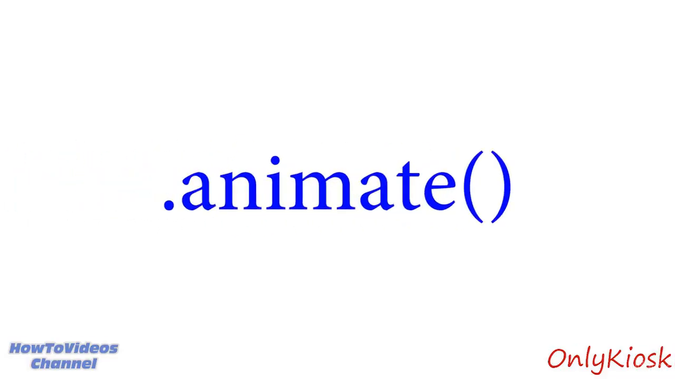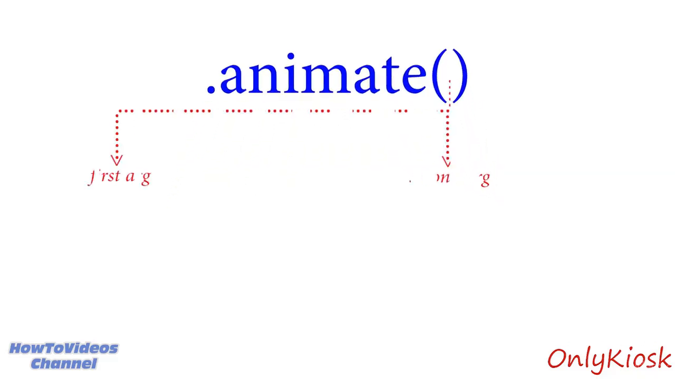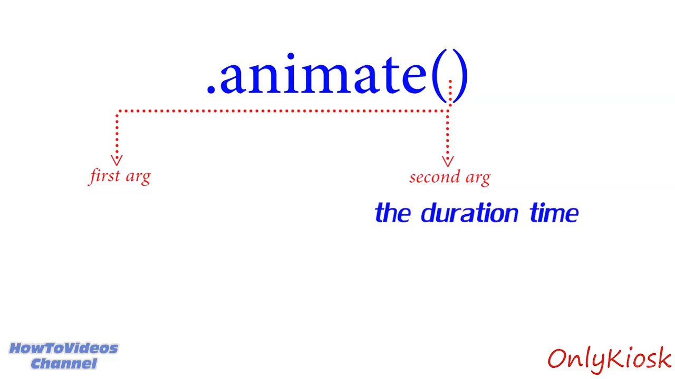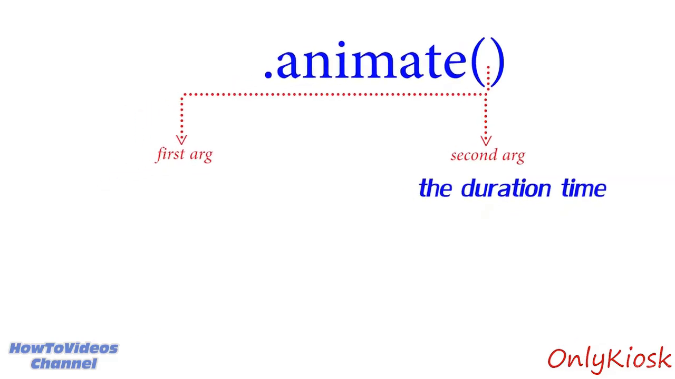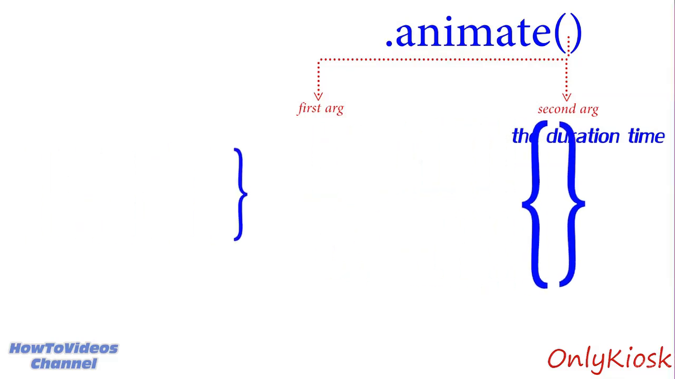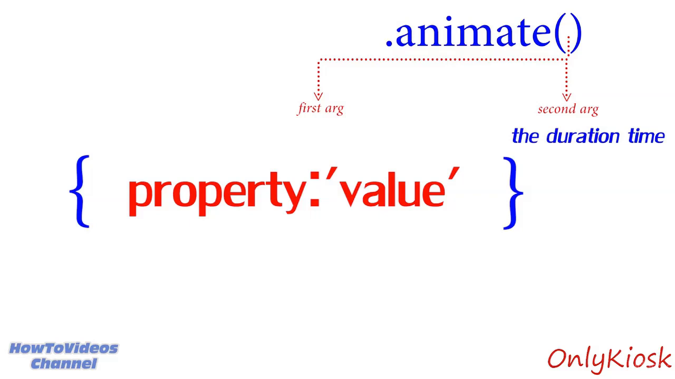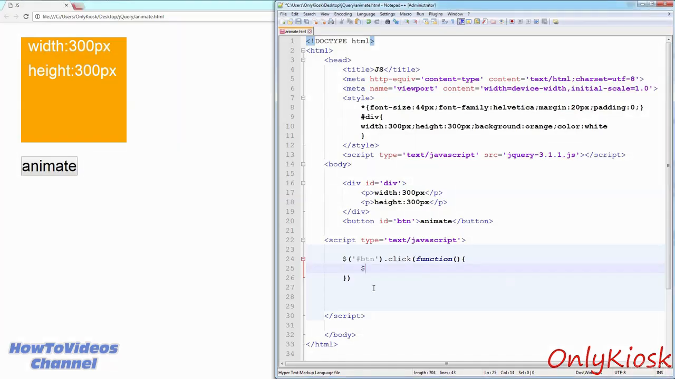If you want a more complicated animation effect, you should use the animate method. The animate method accepts two argument values. The second one is still the duration time. The first argument value should be written inside curly brackets and follows the following pattern: property name, colon, property value. Property value should be written inside quotes. Let's first create a div. When we click the div, we want to double its size.